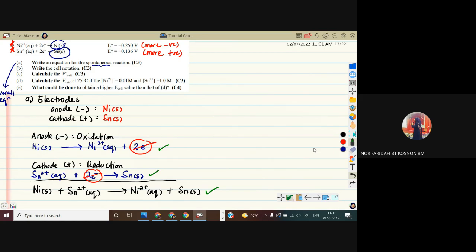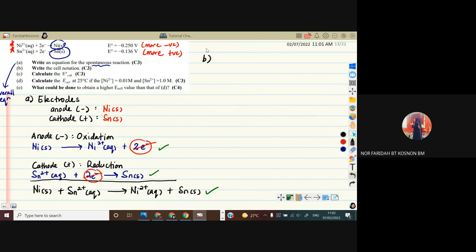Okay. Alright, and then we have to answer question B, where the question asks you to write the cell notation. Cell notation ini, kalau dalam makmal kita boleh set up dia punya sel. Kita boleh pasang sel tu, galvanic cell tu. Tapi macam mana kita nak wakilkan how to represent the cell dalam bentuk diagram, ataupun diagram tu gambar aja. Tapi ada satu lagi cara, kita boleh represent the cell by using cell notation. So students must know how to write the cell notation.